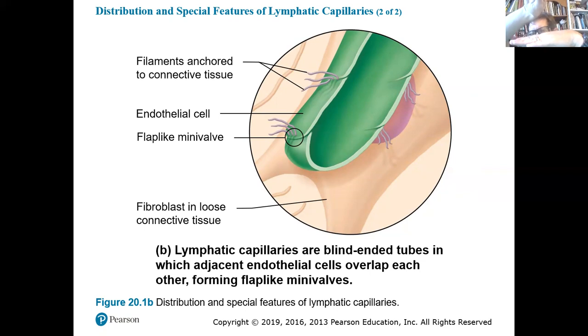Fluid can flow into the lymph capillary, and then when pressure builds up in the lymph capillary, that shuts. It traps the fluid that came in. It keeps it in. So that's the flap-like mini valve. We'll talk about that when we get to it.